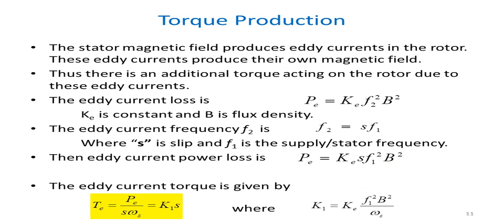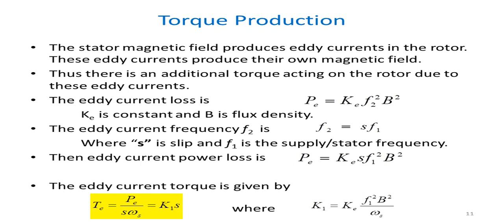Torque production in hysteresis motors. The stator magnetic field produces eddy currents in the rotor. These eddy currents produce their own magnetic field. Thus, there is an additional torque acting on the rotor due to these eddy currents, and the eddy current loss is given by PE equals KE F2 square B square. Here KE is a constant and B is the flux density.